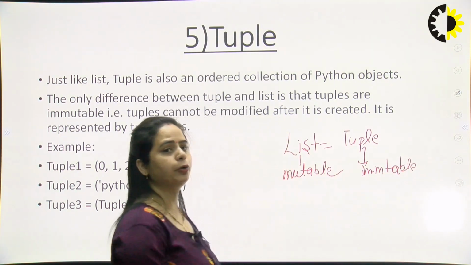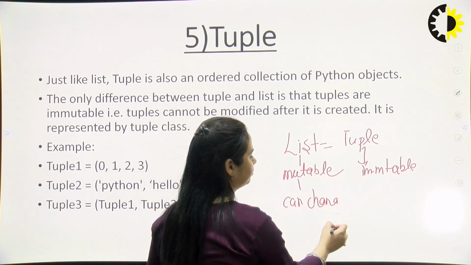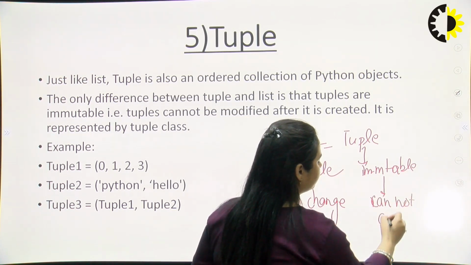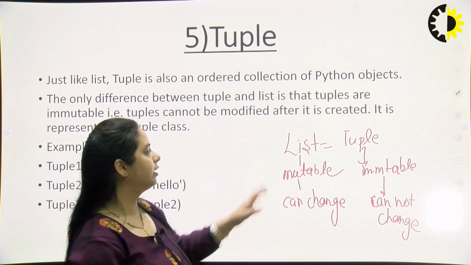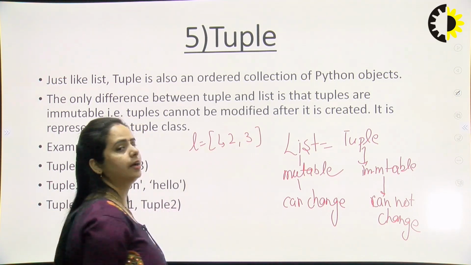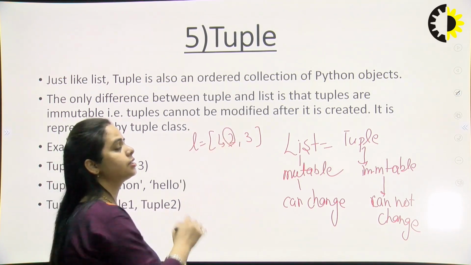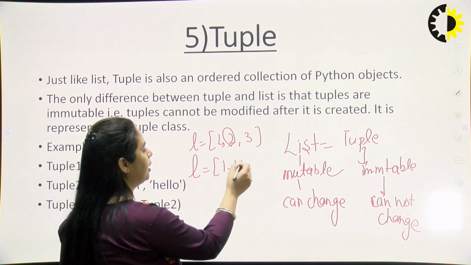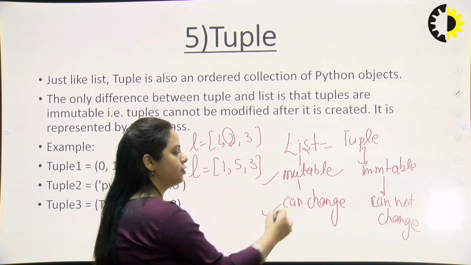Now, what is the meaning of mutable? Mutable means can change, and immutable means cannot change. What does it mean? It means that if I declared a list L equals 1, 2, 3, and in future I wanted to change some element, for example the second element of my list, I can make changes in my already existing list. L equals 1, 5, 3. This is possible in the case of a list. Why? Because list is mutable. I can change it.